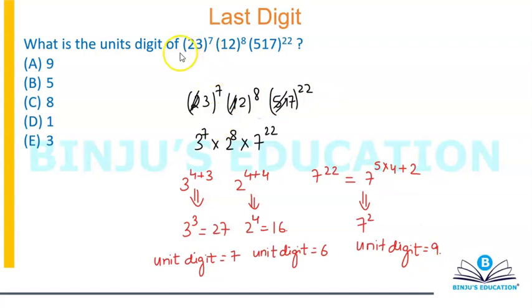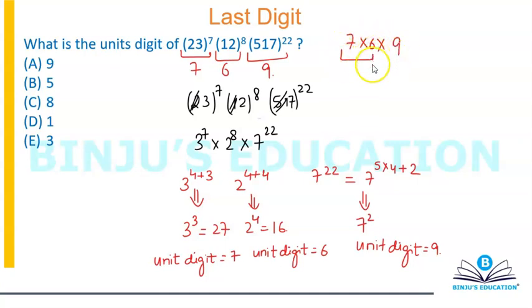So we can say that the unit digit of this number is 7, of this number is 6, and of this number is 9. Now when we multiply these three numbers, 23 to the power 7, 12 to the power 8 and 517 to the power 22, what we are looking for is only the unit digit. So how would we get the unit digit of this entire product? That is by multiplying the unit digits of these corresponding numbers. So it's 7 into 6 into 9.